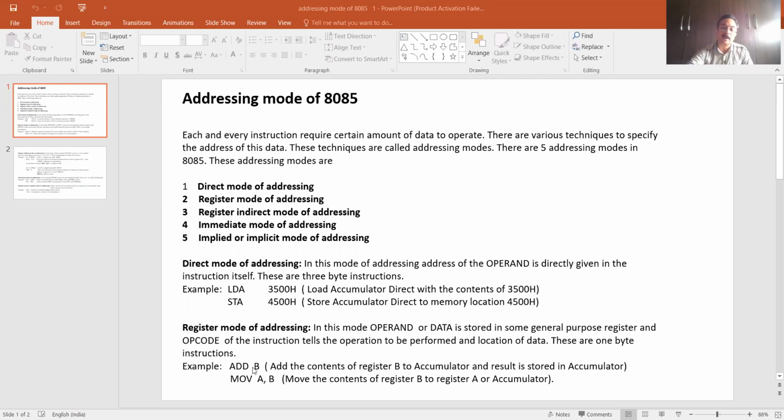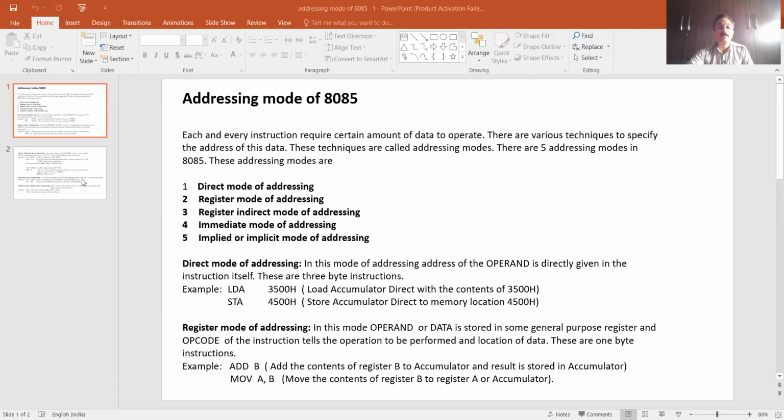Now what is the accumulator? Again a register. So both B and A are registers, the accumulator is a register. In the second case, MOV A, B: move the contents of register B to the accumulator. Again here both are registers. So in register addressing mode instructions, the data is always stored in the register.